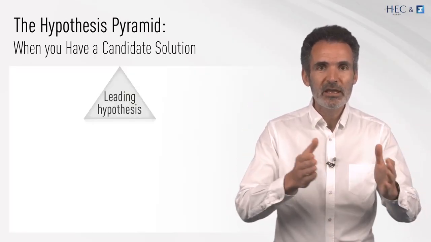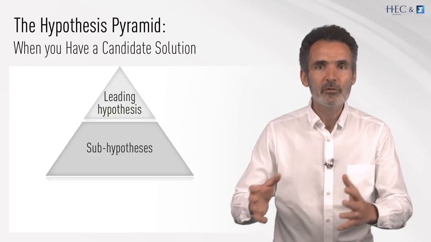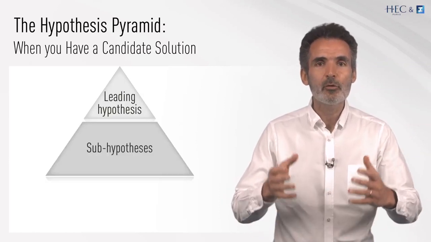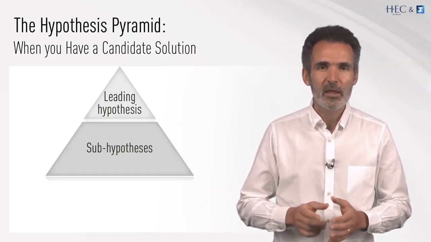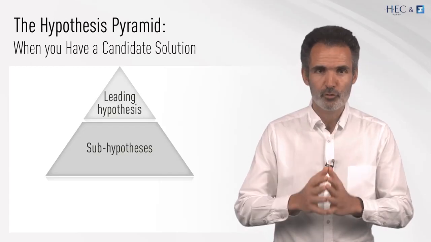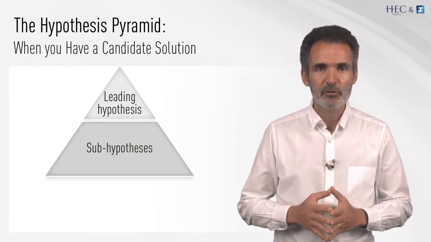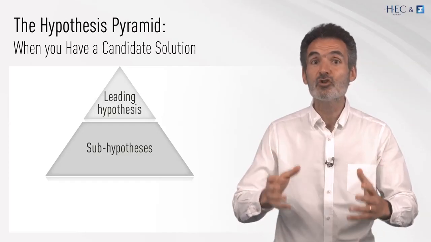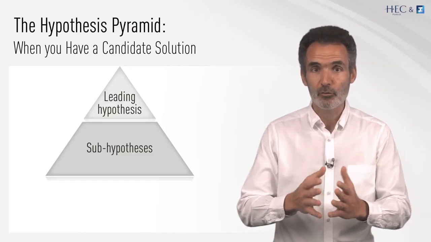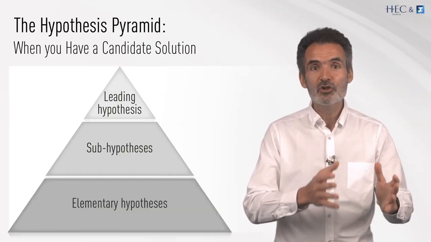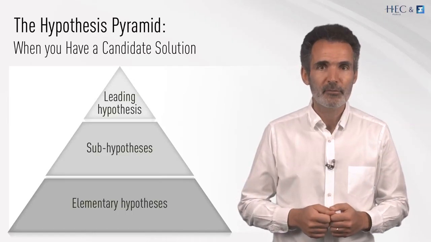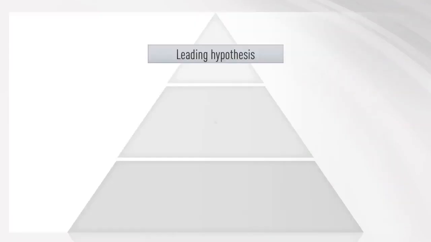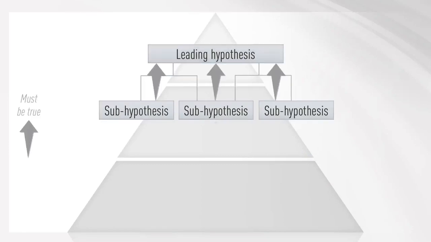Then, you disaggregate it into all the sub-hypotheses that you must test to be able to confirm or to disprove this leading hypothesis. A hypothesis is not a conclusion. To build a hypothesis pyramid, you must consider your solution as a mere hypothesis and challenge it thoroughly. To do so, you have to test the logical conditions that must be met for your leading hypothesis to hold. In other words, you must list the main sub-hypotheses that must be true for your leading hypothesis to be true.